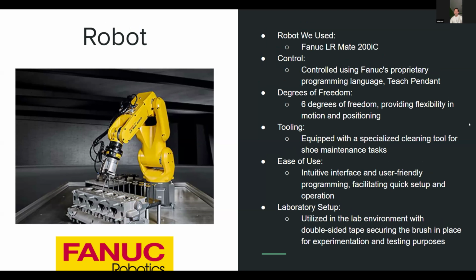And being able to utilize the teach pendant from Fanuc made programming the robot a lot easier due to its ease of use for recording points. This is because the Fanuc teach pendant allowed us to move each degree of freedom of the robot individually, so it made it easier to record the points as we were going along. And then on the next slide, you'll see, again, a picture of our setup.